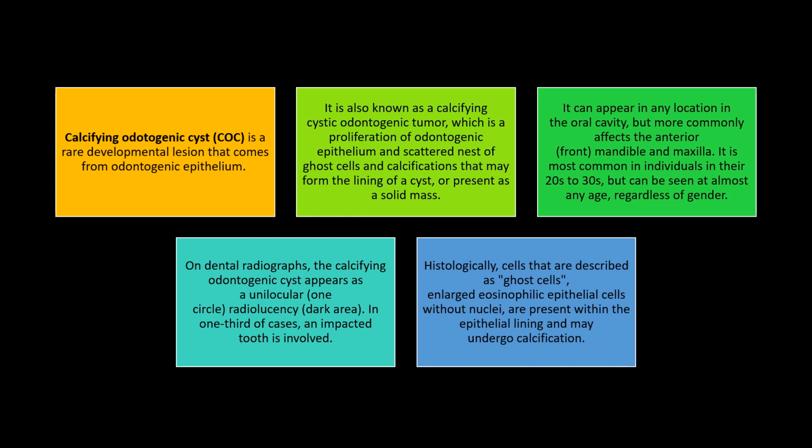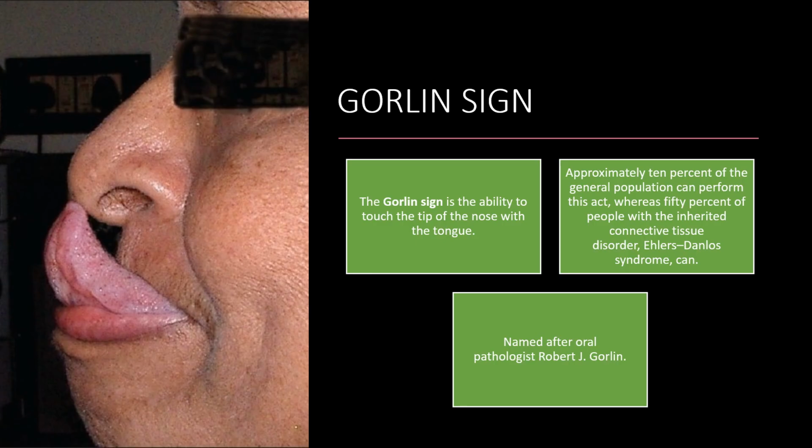This calcifying cystic odontogenic tumor is a proliferation of odontogenic epithelium with scattered ghost cells and calcifications that may form the lining of the cyst or present as a solid mass. It can appear in any location of the oral cavity but mostly affects the anterior mandible and maxilla. On dental radiographs it presents as a unilocular radiolucency, and in one third of the cases there is also an impacted tooth associated with it. Histologically, they show ghost cells, which are enlarged eosinophilic epithelial cells without nuclei, present within the epithelial lining and may undergo calcification.